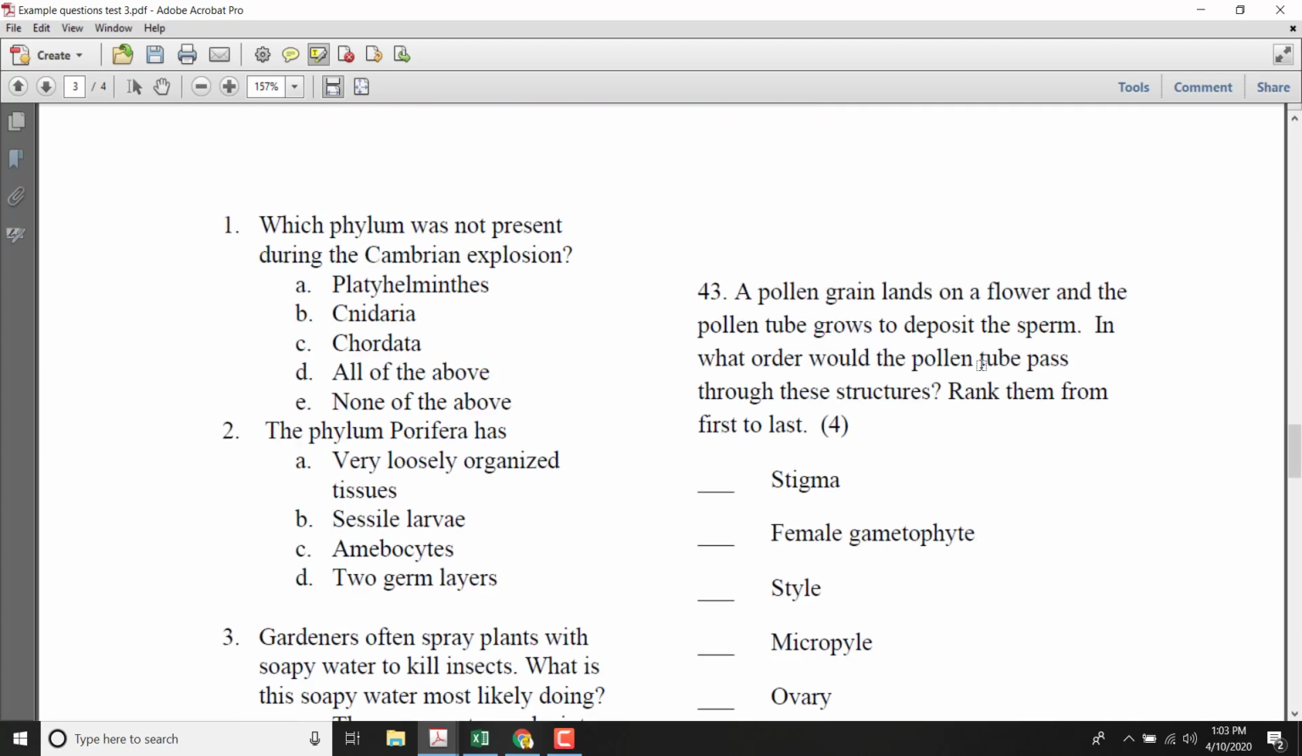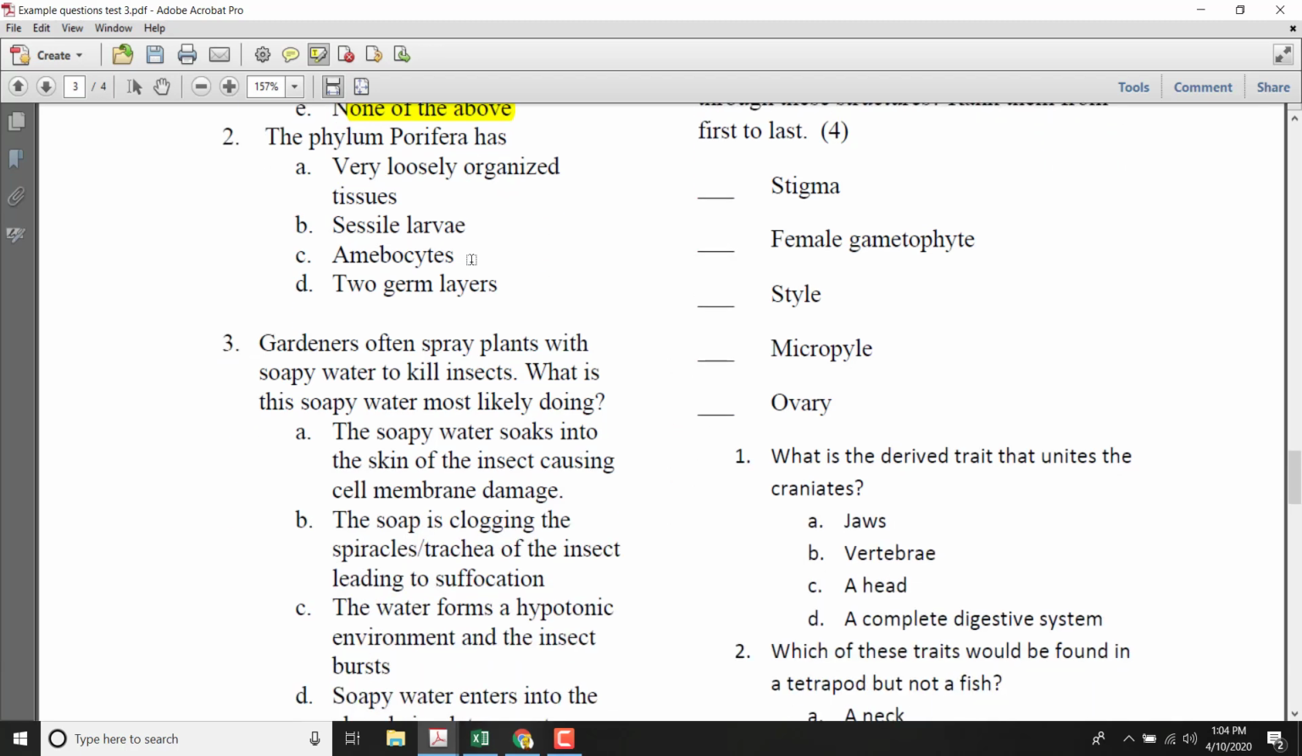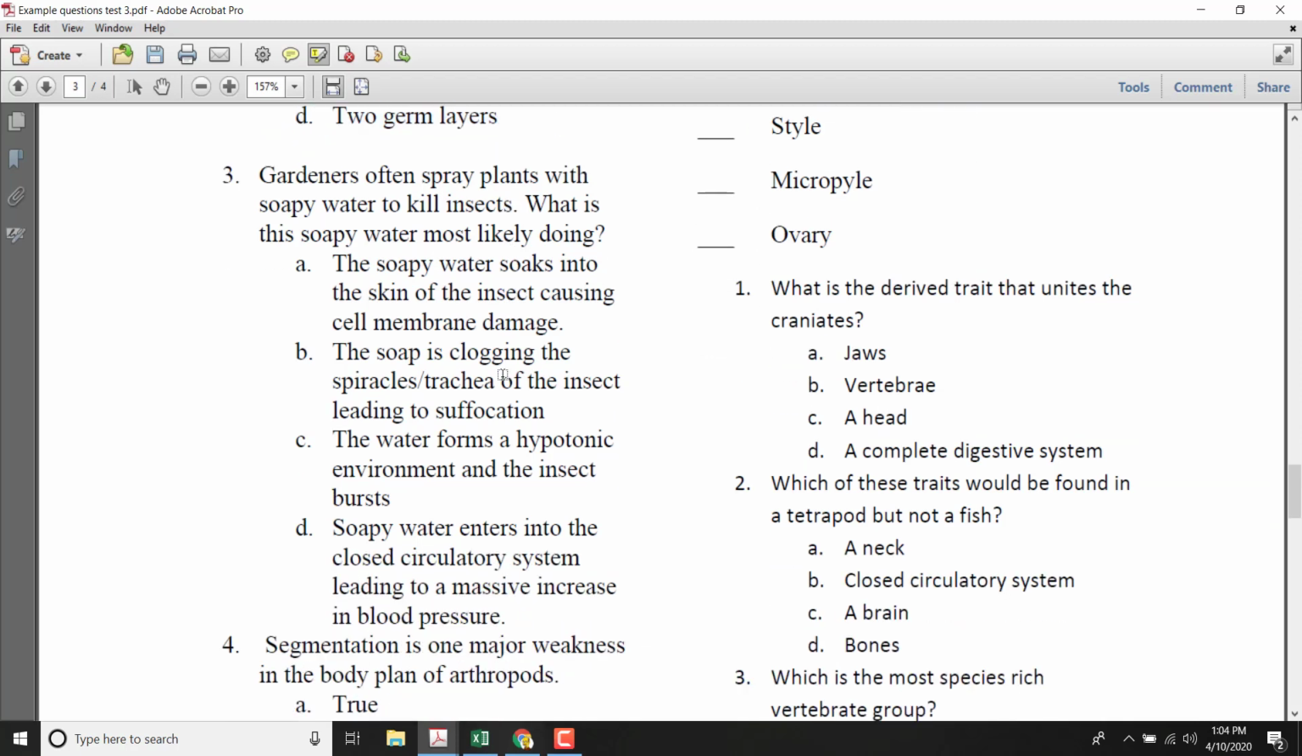Which phylum was not present during the Cambrian explosion? Platyhelminthes, Cnidaria, none of the above. They were all present by the end of the Cambrian explosion. The Phylum Porifera has very loosely organized tissues, sessile larvae, amoebocytes, or 2 germ layers. I didn't go into germ layers this semester. I didn't talk much about the larvae, so I probably wouldn't put this one on your actual test, but it definitely has amoebocytes, a type of cell that crawls around.